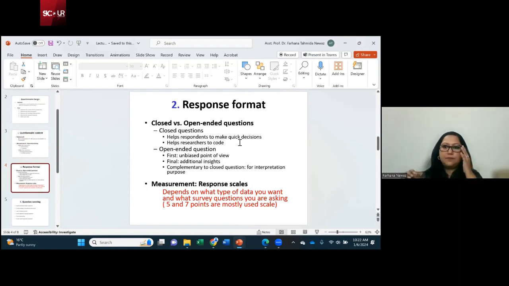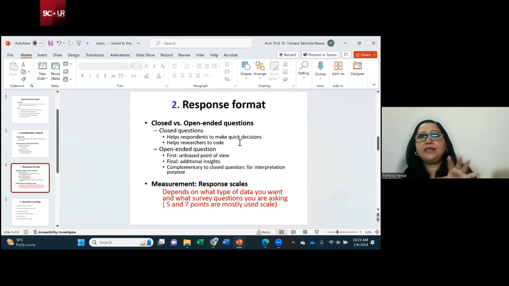The most used Likert scales are 5 to 7 points; mostly you will see researchers using those. But which will be best for you, whether 3-point, 5-point, or 7-point? It depends on what type of data you want to gather and what pattern of survey questions you have. Based on the type of data and the pattern of your survey questions, you need to decide whether to use the 5-point or 7-point Likert scale.